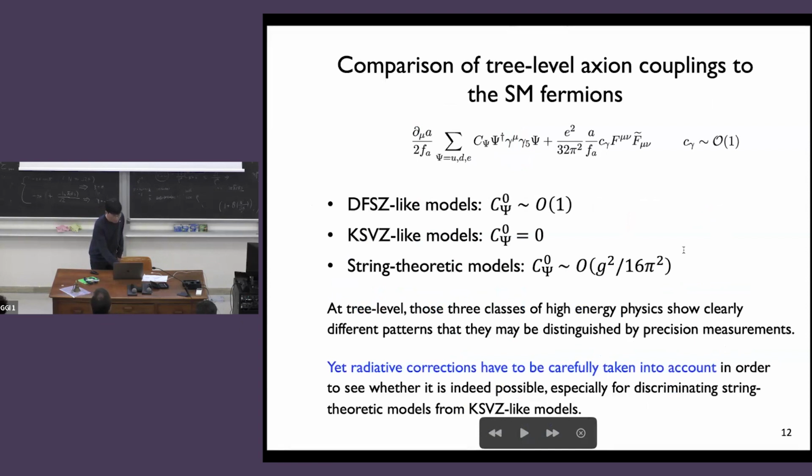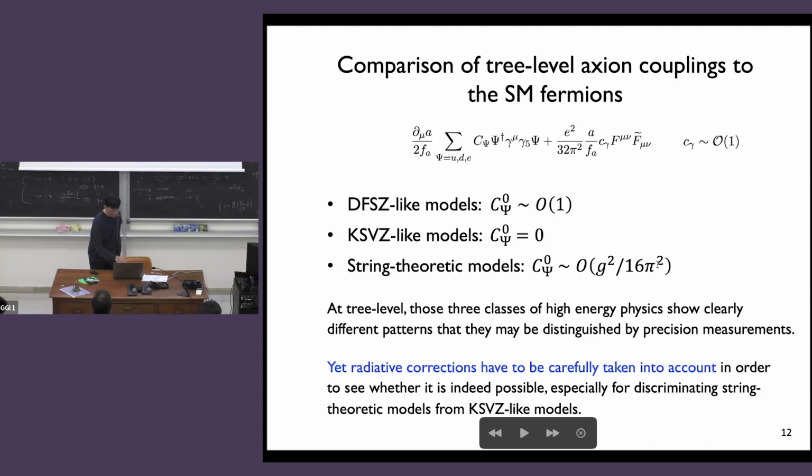Okay, so this shows the comparison of axion couplings to the standard fermion. We normalize the axion photon coupling with this one factor for comparison. In this standard normalization, the axion coupling to the fermion field generally takes an order 1 value for DFSZ-like models, and for KSVZ-like models, it is 0. And for string theoretic models, it is given by this one, given at one loop order.